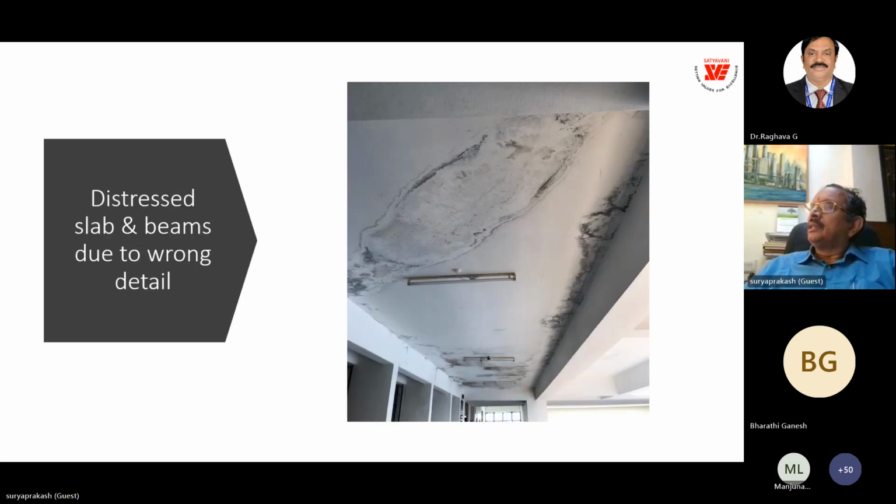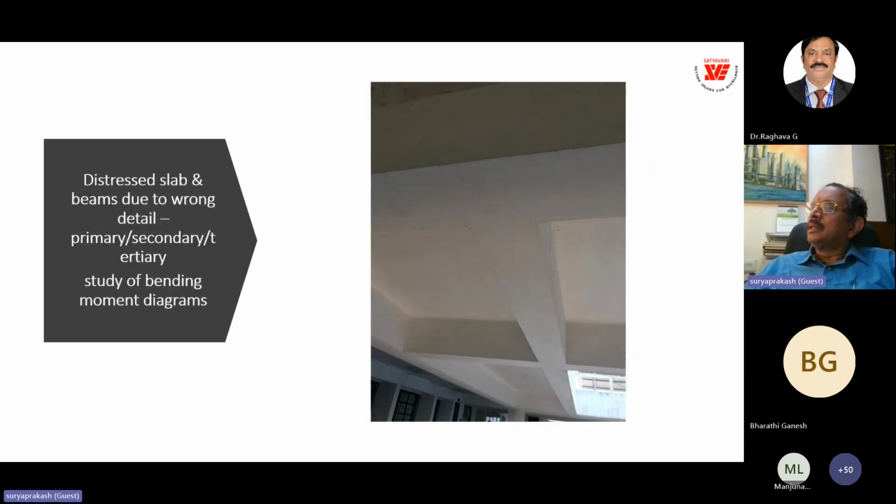detail, this is below the slab actually. I could sense that there is a grid of beams and there is a probable detailing problem. And these are the beams. You can see it is very difficult to identify which is primary, which is secondary. Unless you study the bending moment diagrams, you will not know where the maximum shear is and which is the primary beam, secondary beam and all.